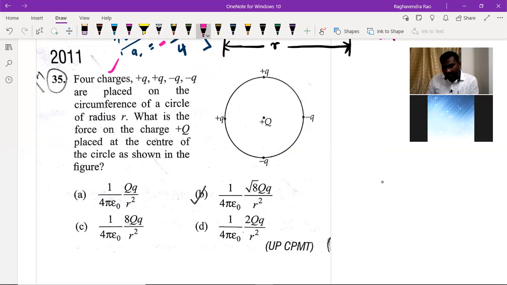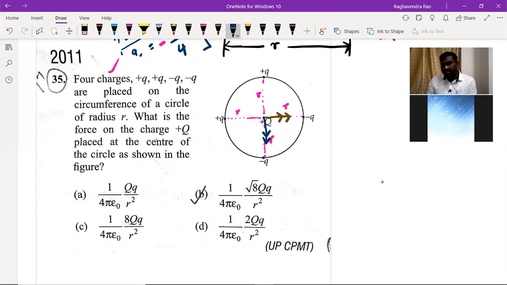As this is a circle, this is radius, this is also radius, this is also radius, this is also radius. R is the same. Now this plus Q will exert a repulsive force like this. This minus Q will exert an attractive force like this. This positive will exert a repulsive force like this. This negative will exert an attractive force like this.